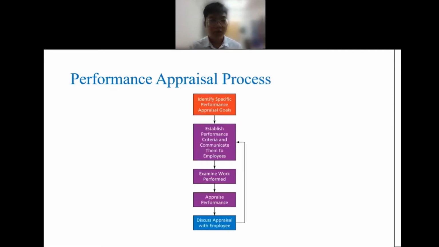The diagram shows the performance appraisals process. First, identify specific performance appraisal goals. Next, establish performance criteria and communicate them to employees. Next, examine work performance. Then appraise performance and discuss the appraisal with the employee.